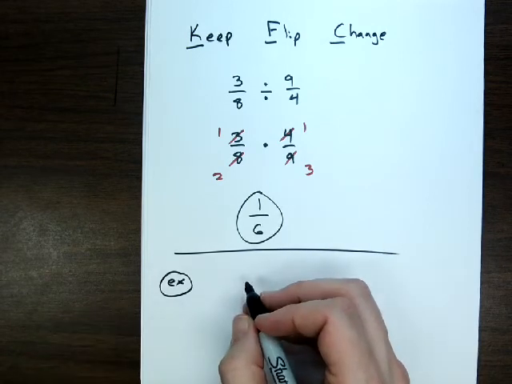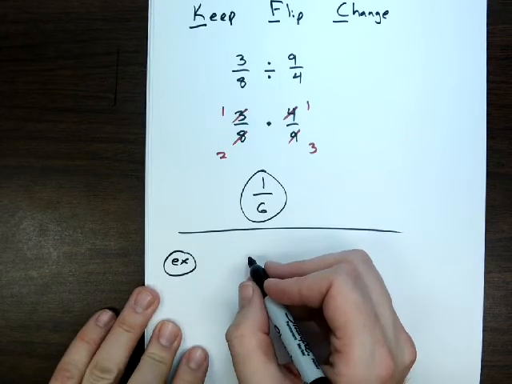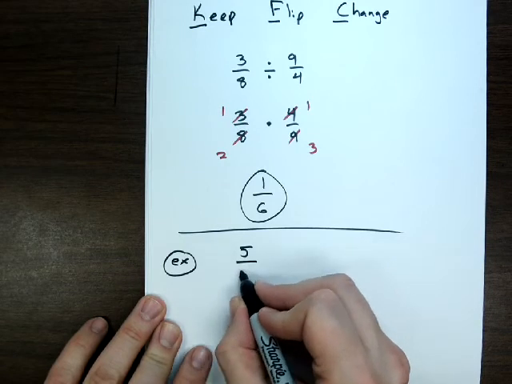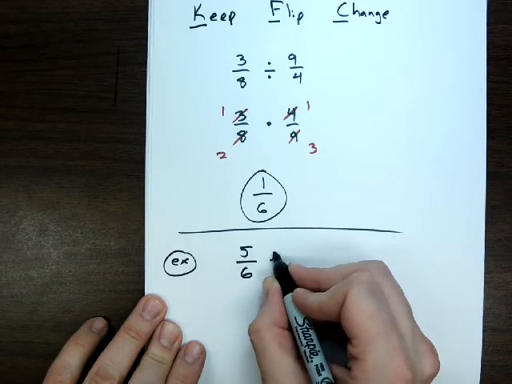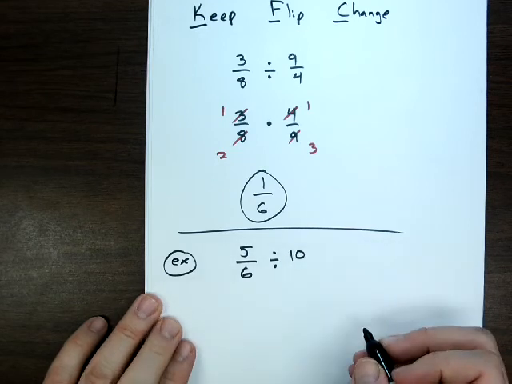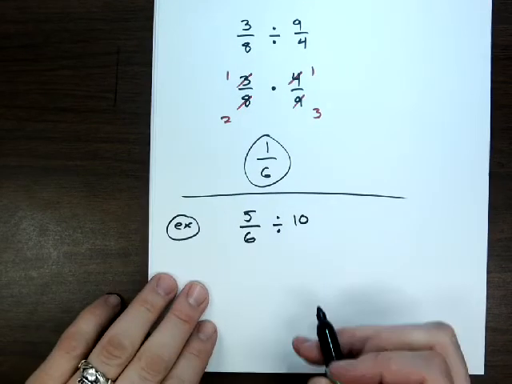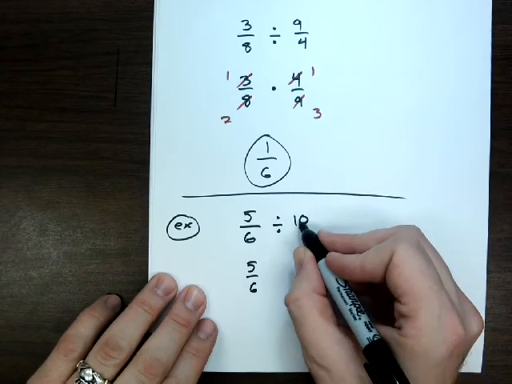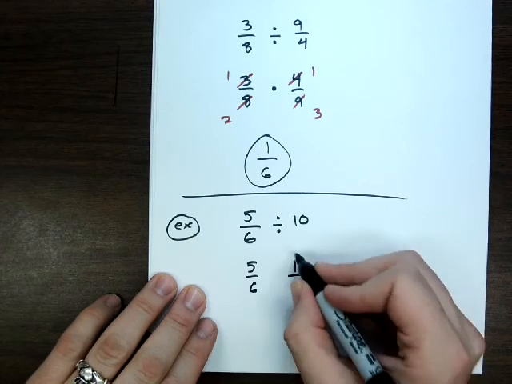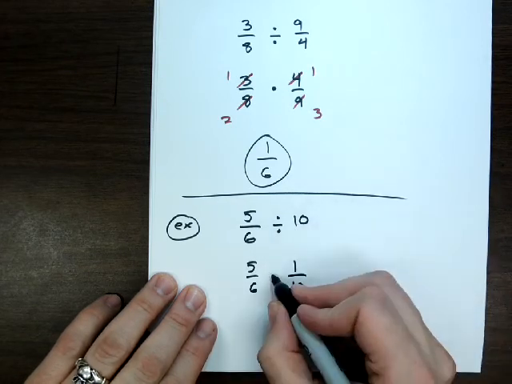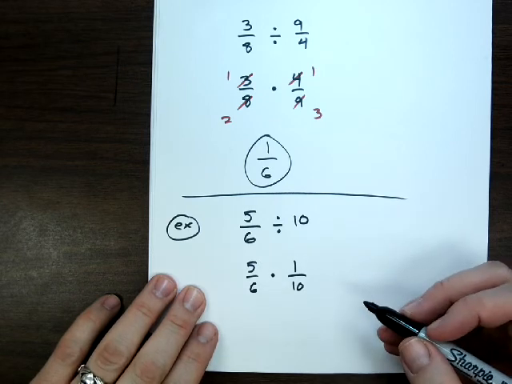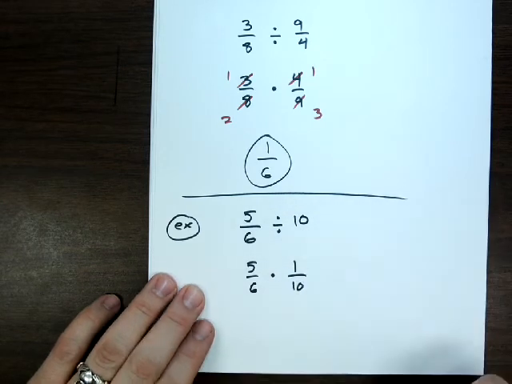Instead, I'm going to go ahead and do something like 5/6, and I'm going to divide this by 10. Well, remember what I said. Keep this first fraction. Keep 5/6, flip that second one, change division to multiplication. I will say, sometimes I call this Missy Elliott division. Bring the thing down, flip it, and reverse it.